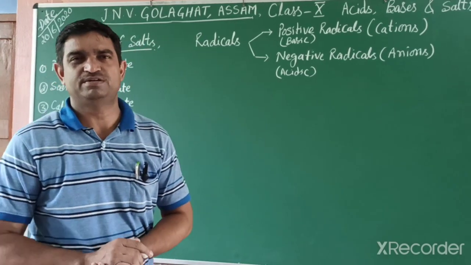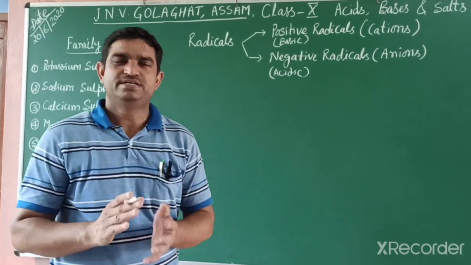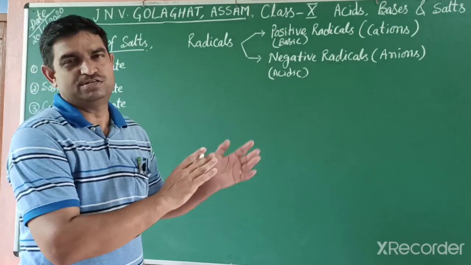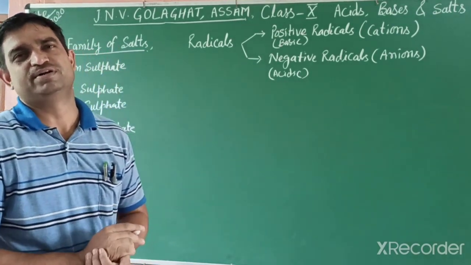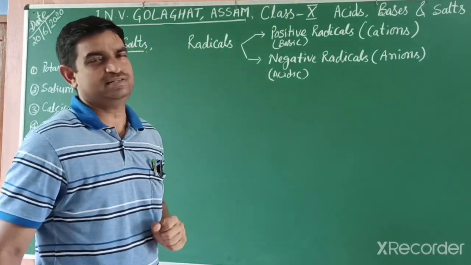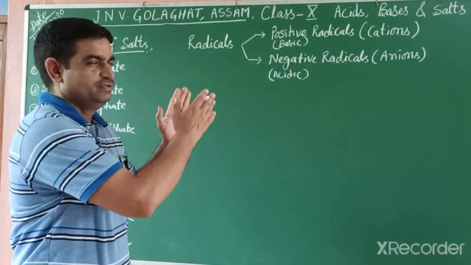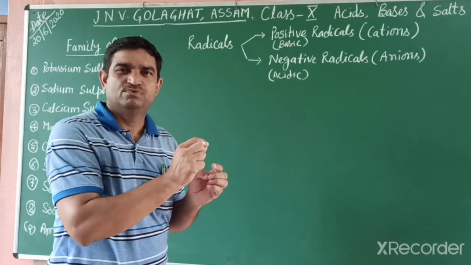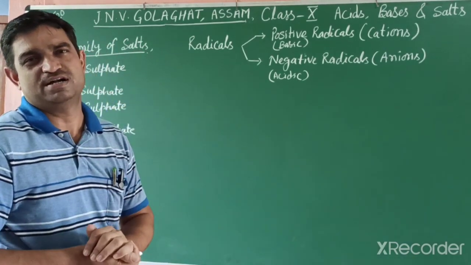Today we discuss salts, families of salts, the pH of salts, and radicals, positive and negative radicals. At first, we explain what a radical is. Radicals are of two types, positive and negative radicals. Positive radicals we know as cations and negative radicals as anions. A radical is an atom or a group of atoms that is contained in salts.